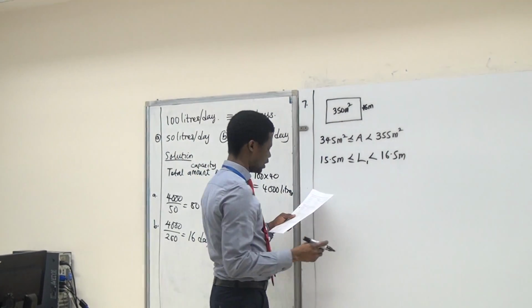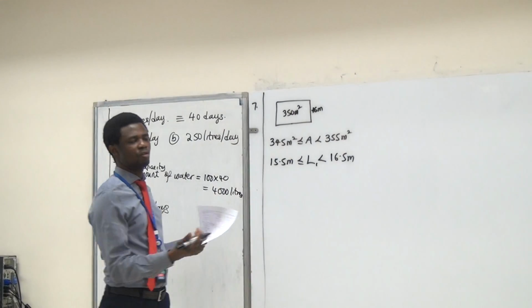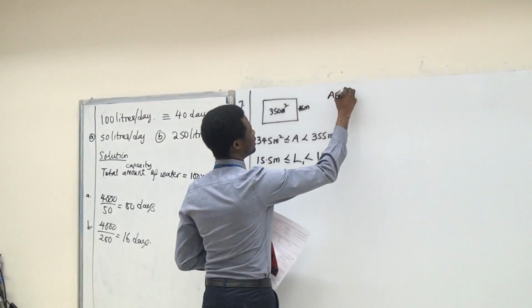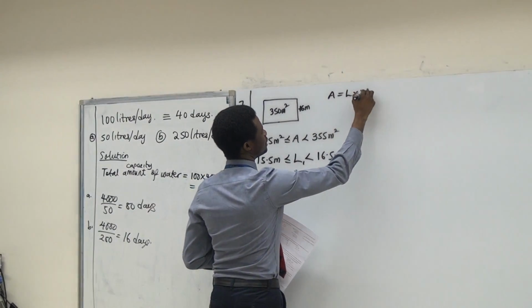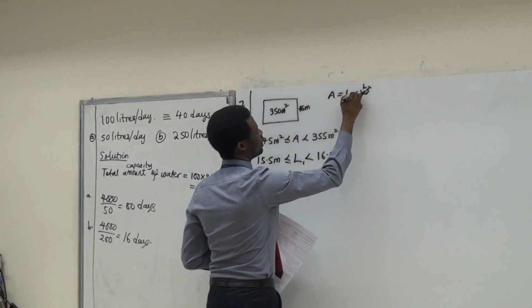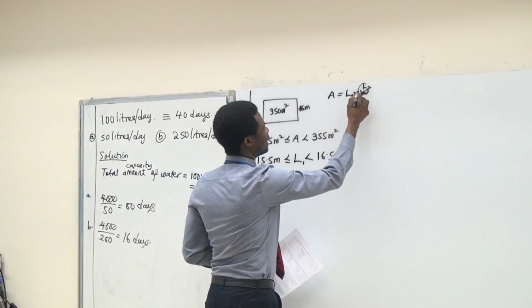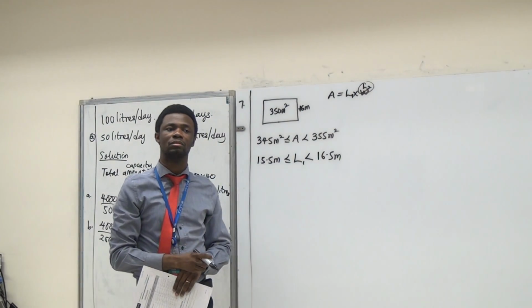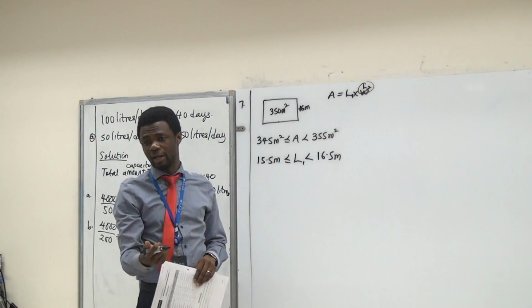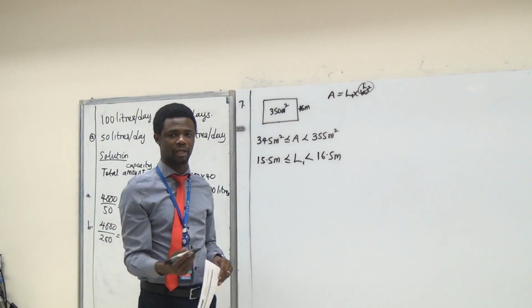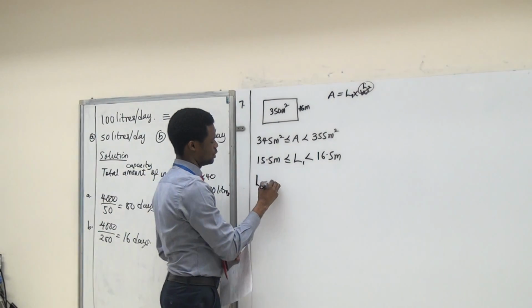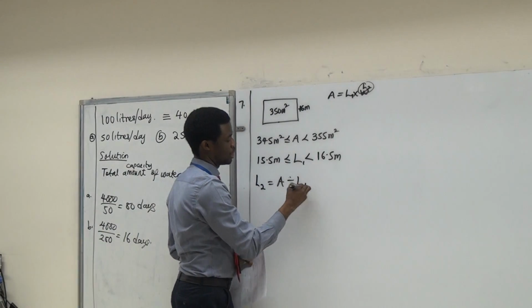Okay, now to find the other length, from the formula, area of a rectangle is L times W. In this case, the W is L2, so I call it L1 and L2. Does it make sense? So if I need the other length, what do I do? Area divided by L1. So it's a division now, okay? So the other length, L2, is actually area divided by L1, right?